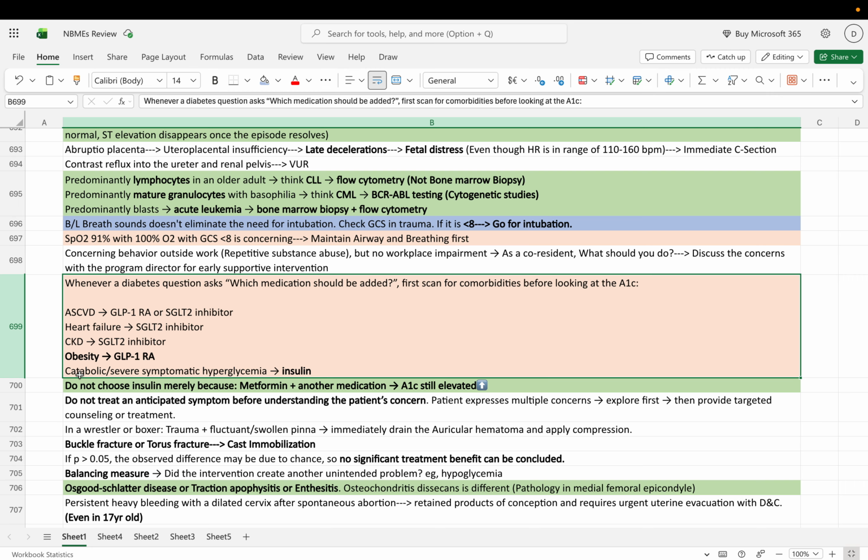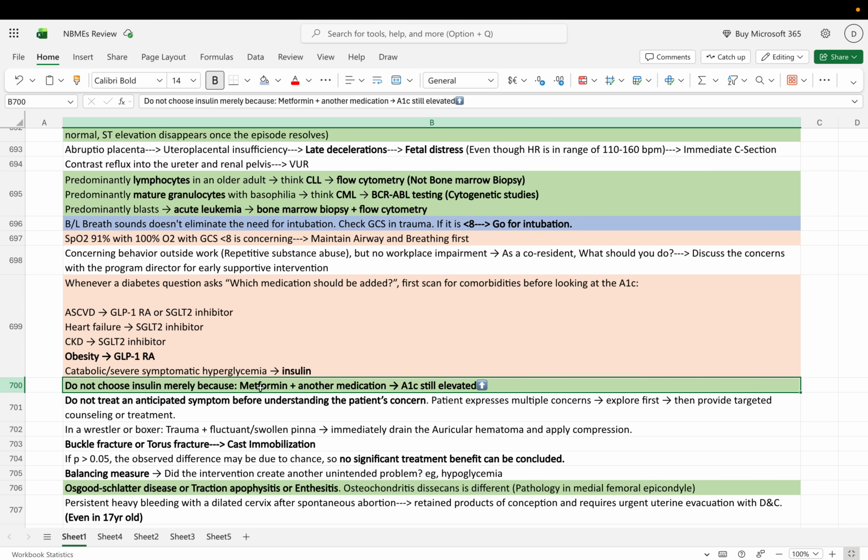If there are already two or three drugs added and the HbA1c is still 9 or 10, try adding insulin here. Do not choose insulin merely because metformin plus another drug was given and the HbA1c was still elevated. Try checking these conditions and add the drug accordingly.